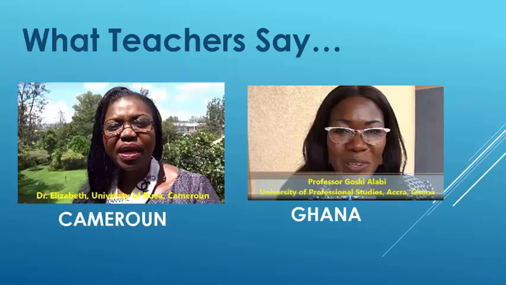Okay, now let's move on to teachers. There are some teachers that have been adjudged by their students to be good quality. We've identified two of these teachers, one from Cameroon and one from Ghana. Let's hear from them what they think are the attributes that they possess that make them to be labeled by their students as good quality teachers. We'll start with Dr. Elizabeth Ayuketang from Cameroon, and then move on to Professor Gorski Elaby from Ghana.